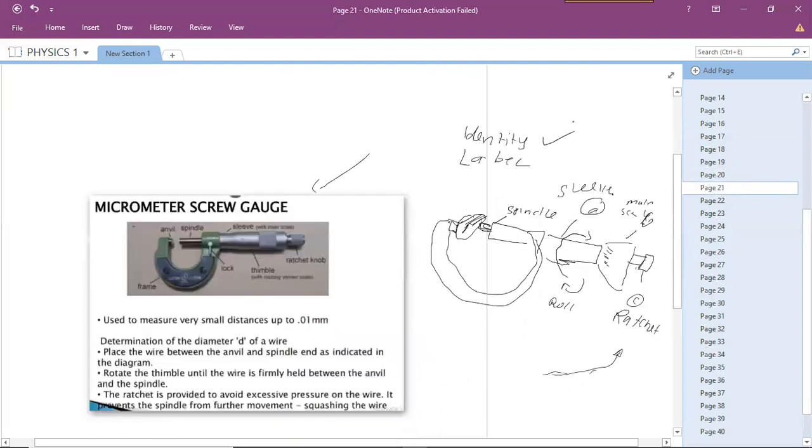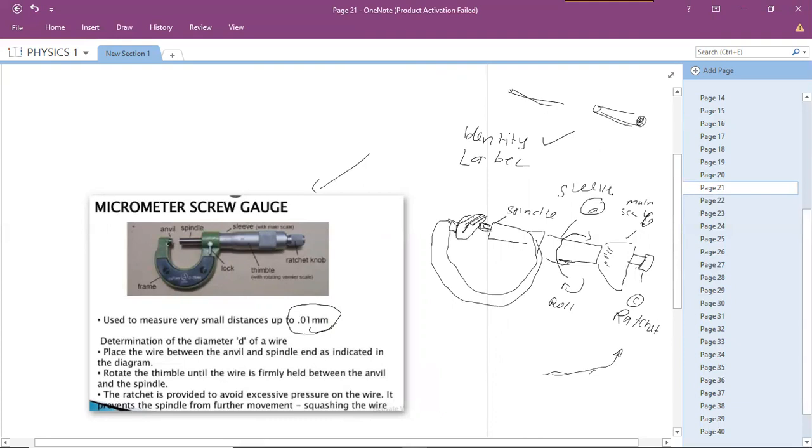But for this one, you can have a very thin wire. Maybe you picked up a wire and you want to measure the diameter. You can actually measure the diameter because it's the micrometer screw gauge. It's in millimeters. So all the time you are giving your answer for a micrometer screw gauge, it has to be in millimeters because that's the least count of a micrometer screw gauge, 0.01.